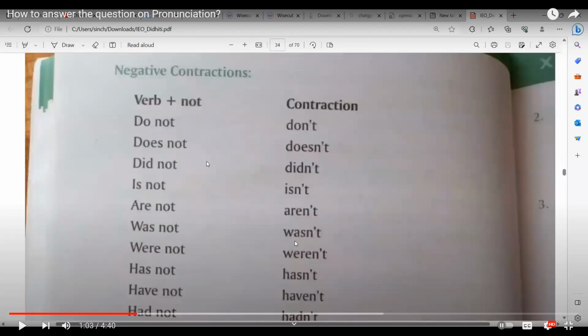Were not. Okay, you think I'm coming back to you, Shruti. Tuhin, can you give me an example? They were not going to the party. So it will be were not. Okay. Tuhin, can you give me an example with has not, beta?